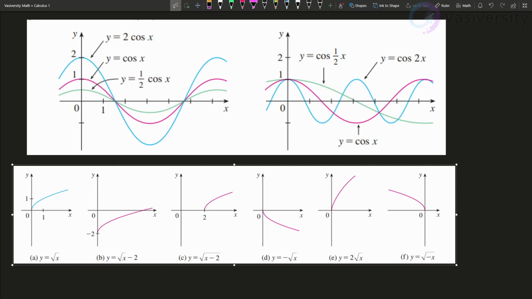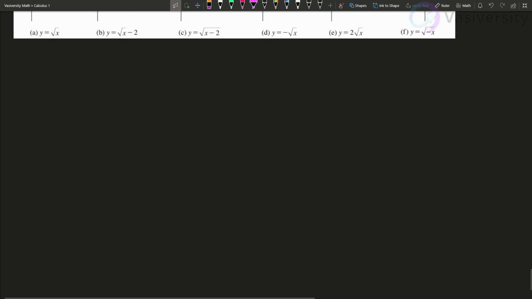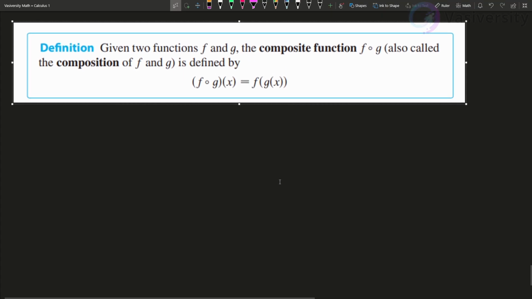Okay, now let's remember composition of functions, because we can combine all of those functions as a composition. Let's remember the composition that we learned in algebra. Given two functions f and g, the composite of f and g, also called the composition of f and g, is defined as follows: f composed with g of x is equal to f of g of x. And here is going to be an example.